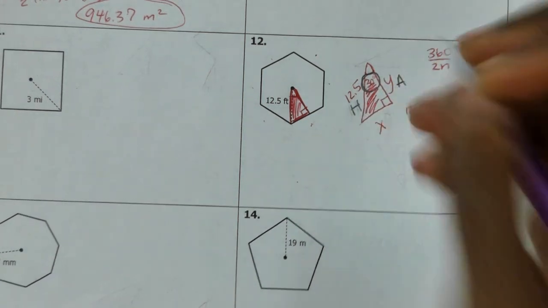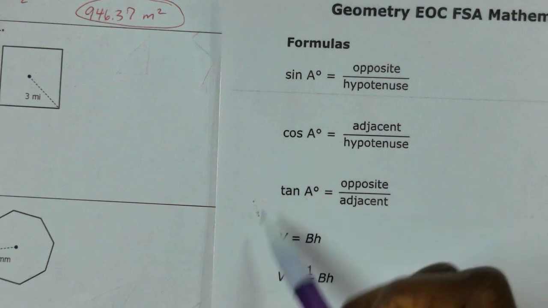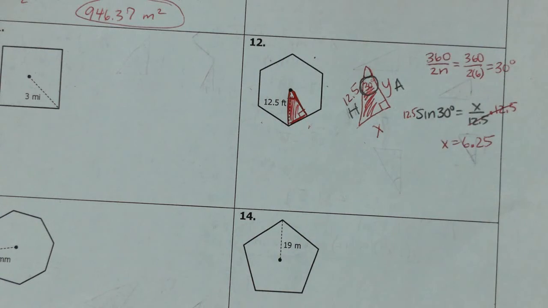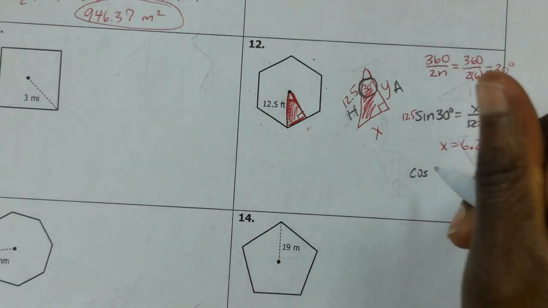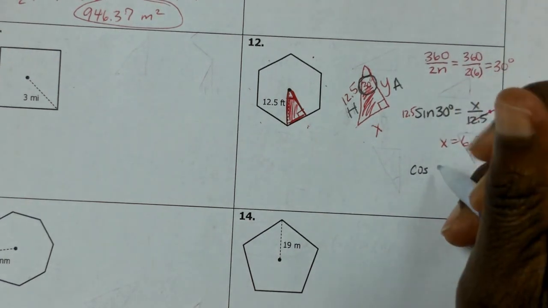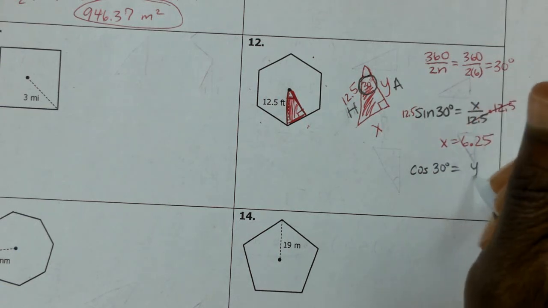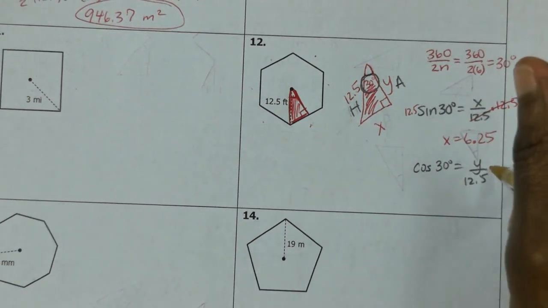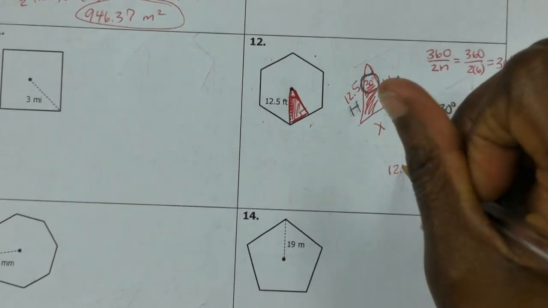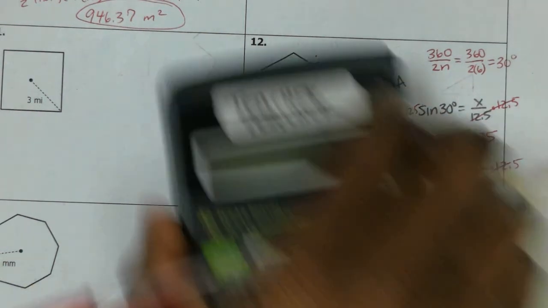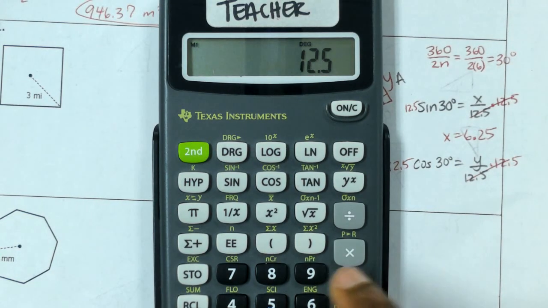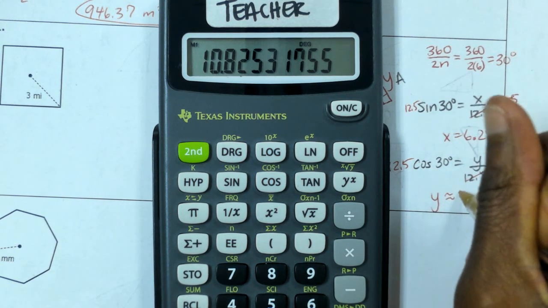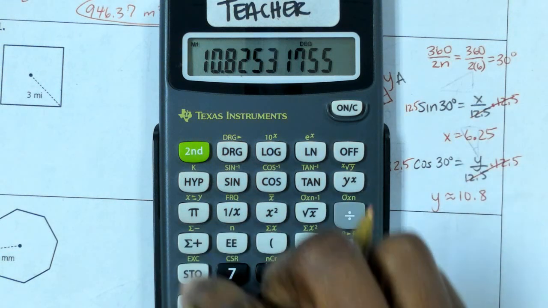So we're going to use a and h, which is adjacent hypotenuse, cosine. So we're going to do cosine of the angle is equal to y over 12.5. Okay. So when we multiply both sides by 12.5, we get that y equals 12.5 times cosine of 30, which equals 10 point something. So y is approximately 10.8, but we'll store it in our memory.